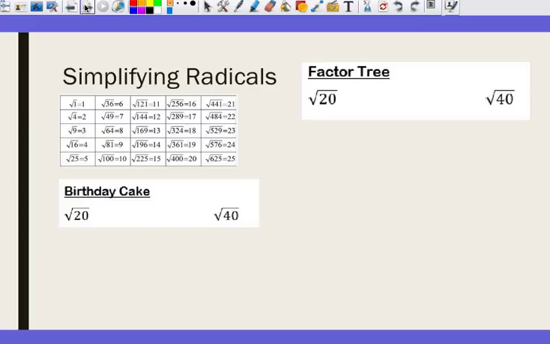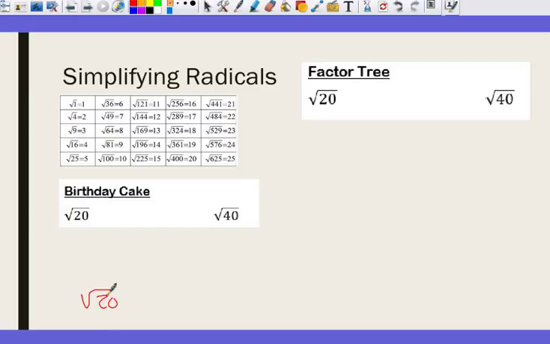Are we ready to move on? Okay. The first method we're going to learn is called the birthday cake method. In the birthday cake method, you start with the radical. So we have radical 20, or the square root of 20.